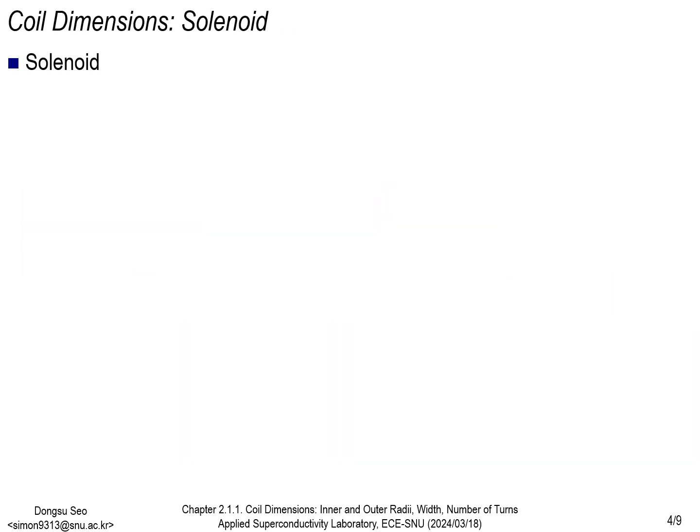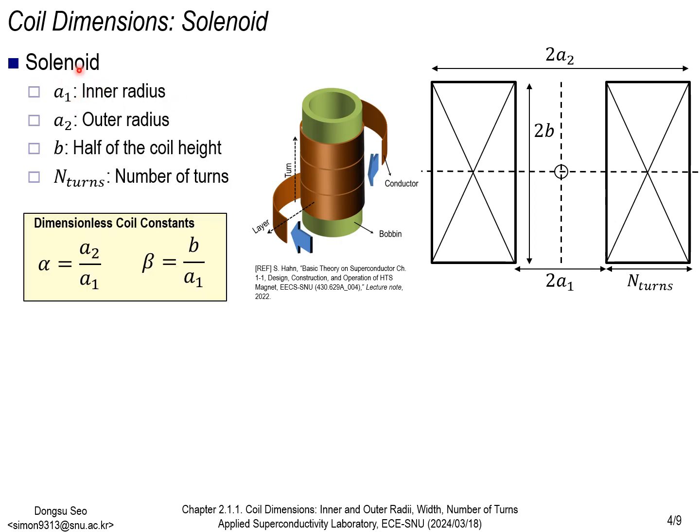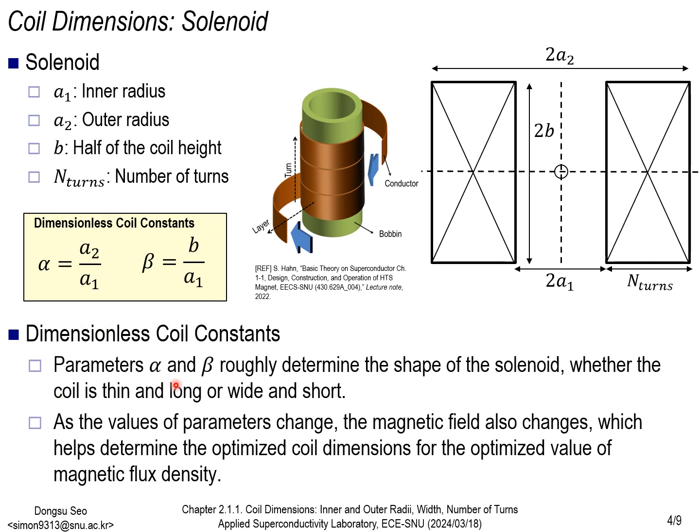First, the solenoid. A solenoid is a cylindrical shape with an inner radius, outer radius, half of the coil height, and number of turns. For the dimensionless coil constants, the parameters alpha and beta roughly determine whether the coil is thin and long or wide and short, thus affecting the overall shape of the solenoid. As the parameter values change, the magnetic field also changes, which helps determine the optimized coil dimensions for the magnetic flux density.